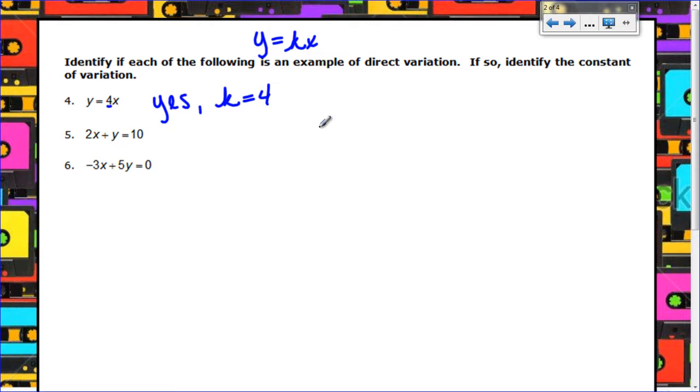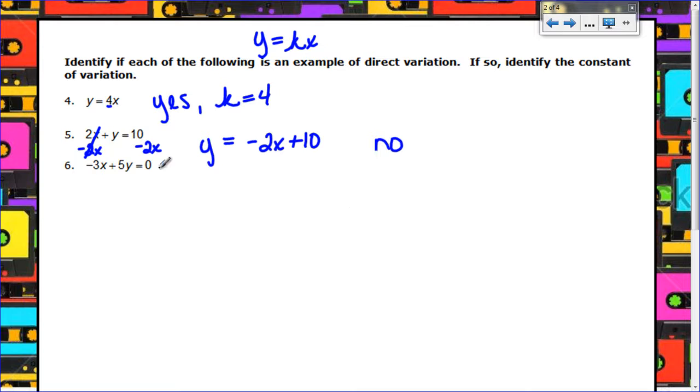Now for number 5, I can't decide yet because y isn't by itself. It has to say y equals. So I'm going to subtract 2x from both sides of this equation. And when I do, I'm going to get y is equal to, and I'm going to put the x term first, negative 2x plus 10. Well, if you'll notice, this one has a plus 10. It's got a number added to the end down here, so it does not match my direct variation. So no, this one isn't.